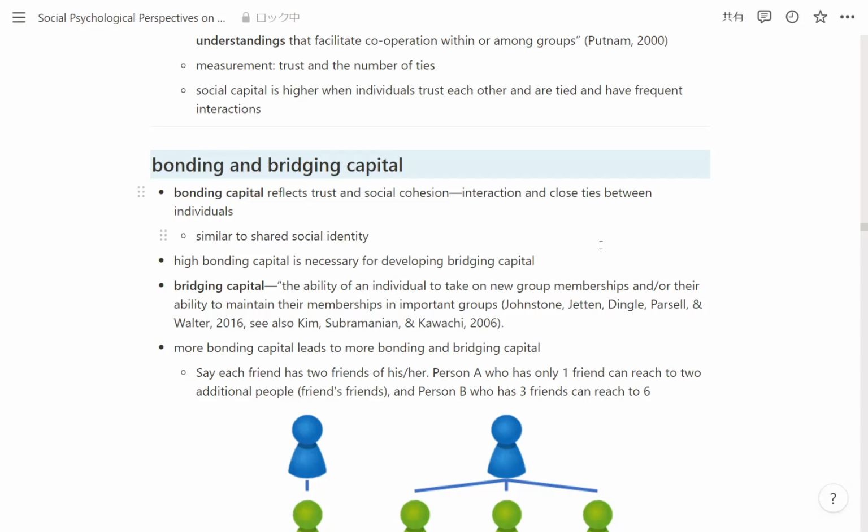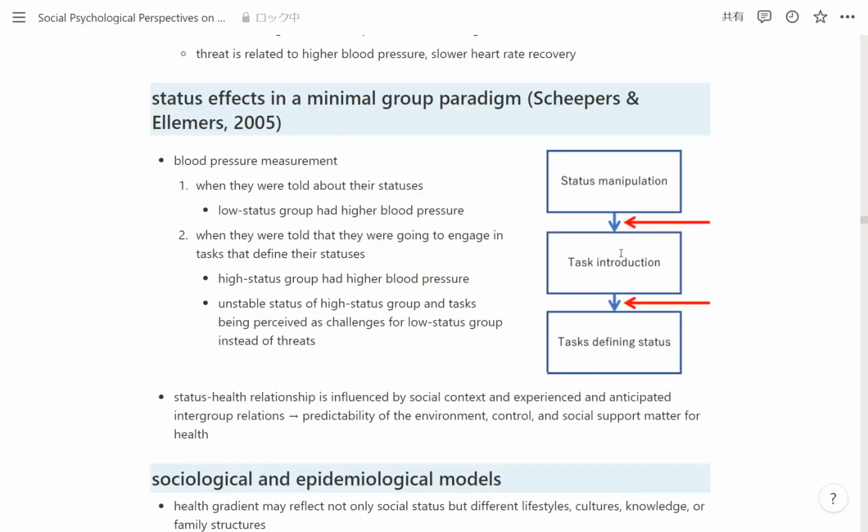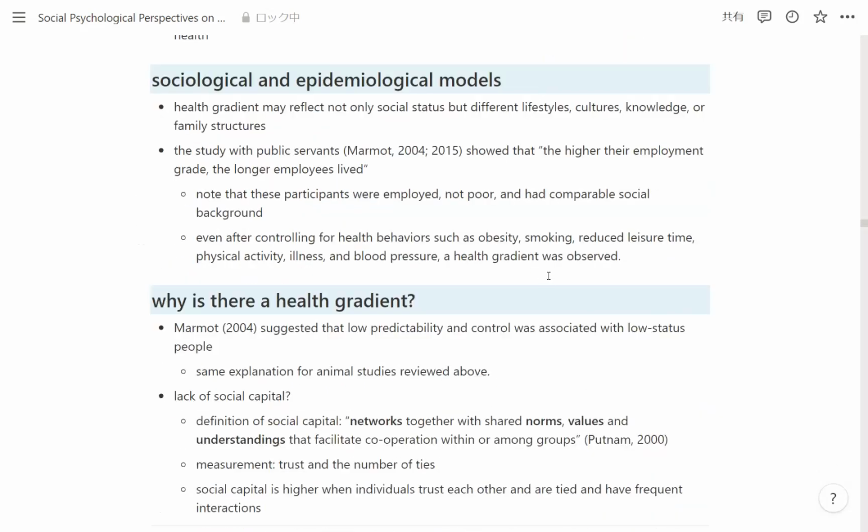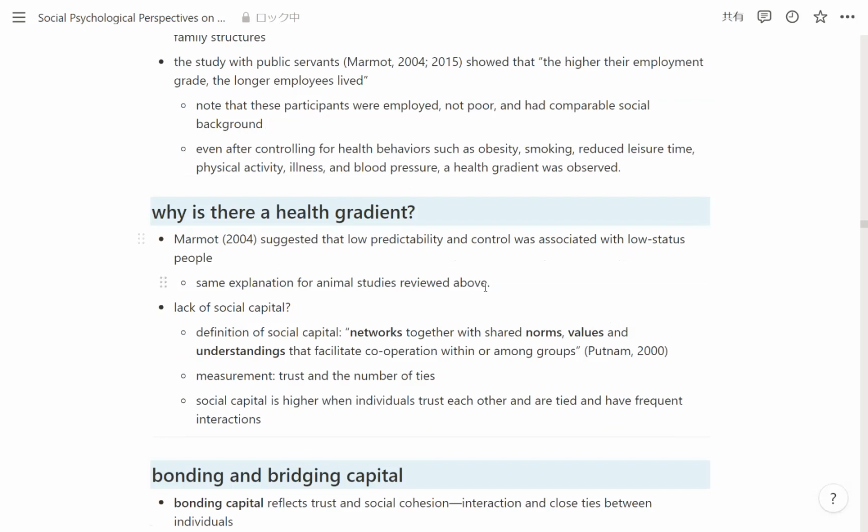In the first video, we talked about how social status is related to human health, and we discussed how status is related to people's health even after controlling for health behaviors. We also talked about another possible cause of the health gradient, which is social capital. And in this video, we continue on what social capital is.